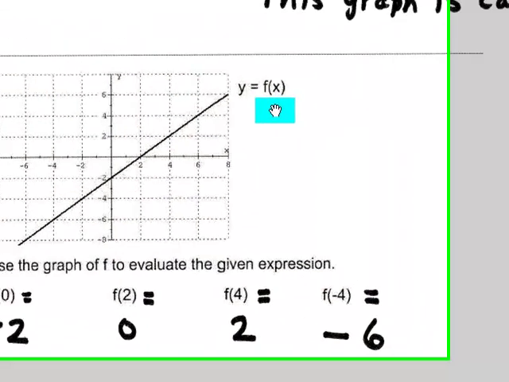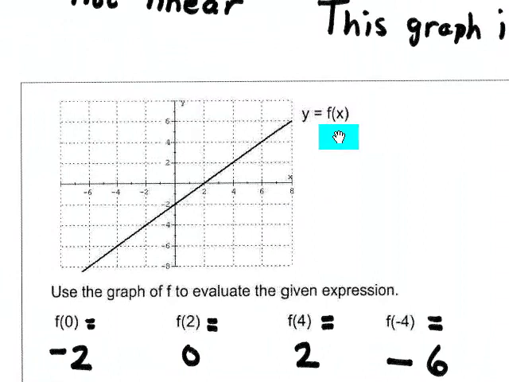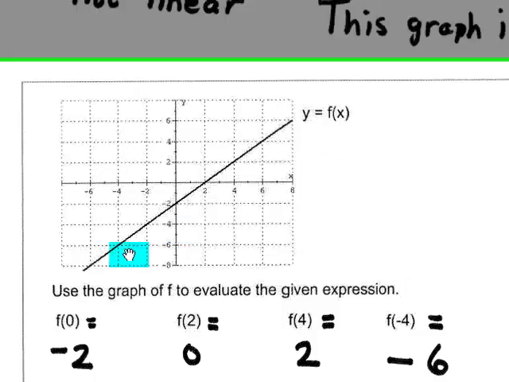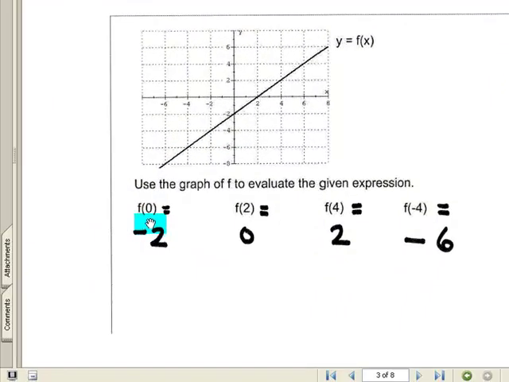Here's a function. You're given a picture of it rather than the rule. So here's the function y equals f of x. Now, first thing you're asked to do is find f of 0. We can see that according to this answer sheet it should be -2, but let's see how we get that. F of 0. 0 is the input.